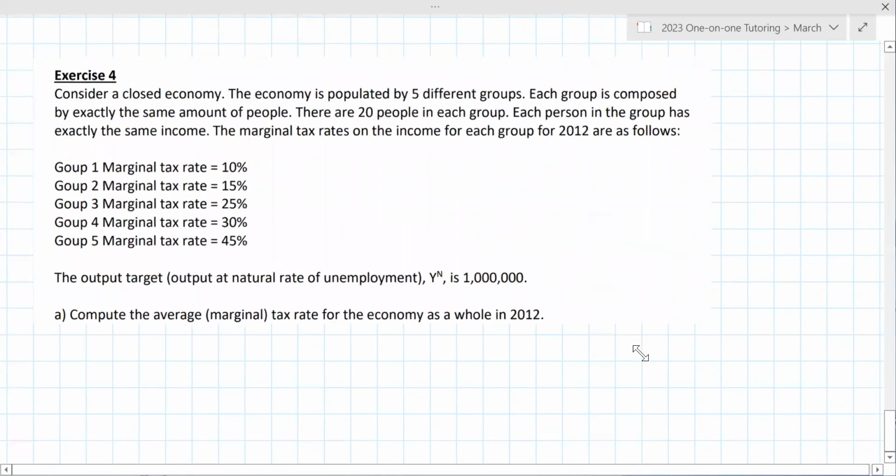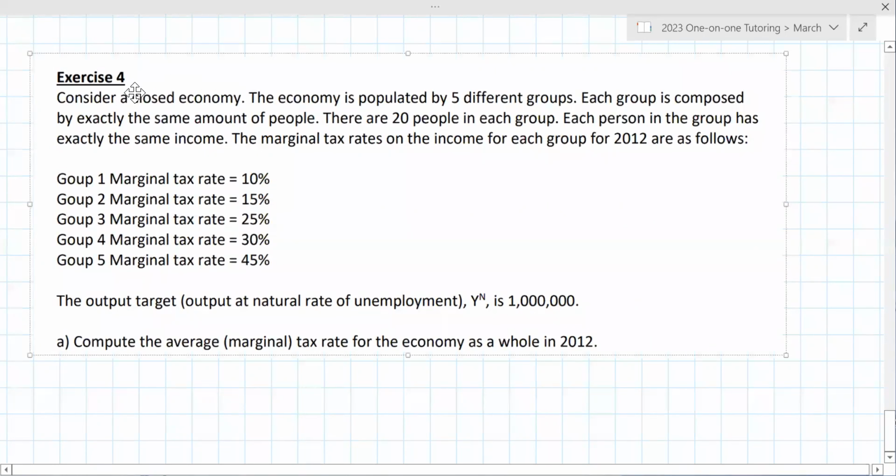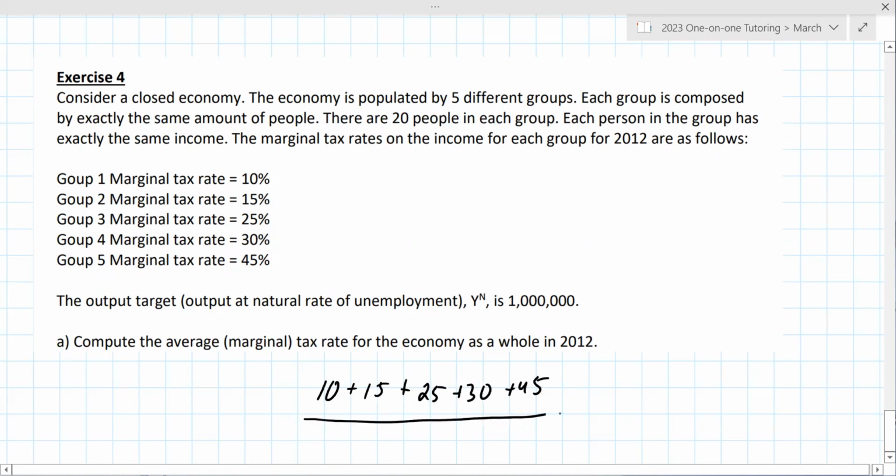All right, exercise 4 starts out very similarly. They tell you it's a closed economy. They tell you it's 5 different groups. I think we had 4 in the last one. 20 people in each group instead of 10. Okay, no big deal. They give you the YN. It's just a little bit larger than the previous one. And they want the average marginal tax rate for the economy as a whole. So again, you're just going to add all these up and take the average, and this ends up being 25%.